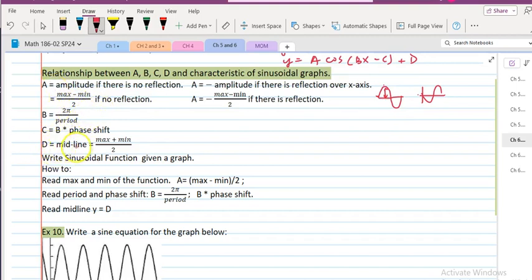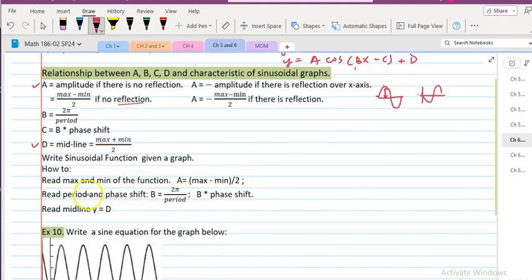And then D is the midline. Midline is the max plus min divided by 2, the middle of the maximum and minimum. So by looking at the maximum y and the minimum y, we can figure out A and D, but after checking reflection. Okay. What about B and C, the expression inside the cosine and sine?